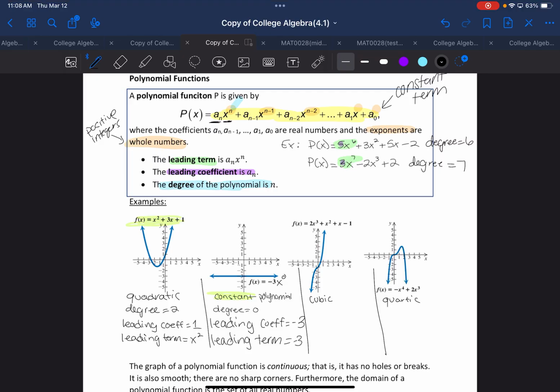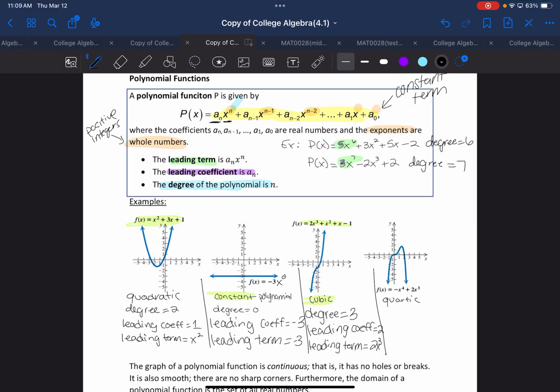And then the next one we call a cubic because the largest exponent is 3. And that is what the degree is. So the degree is 3. So that's a cubic. The leading coefficient is 2. And the leading term is the entire 2x cubed, because that's the term with the highest exponent.